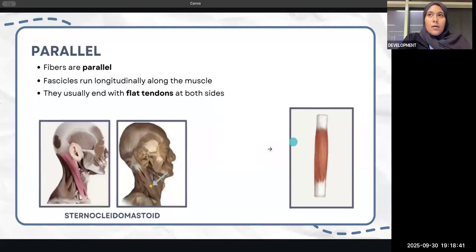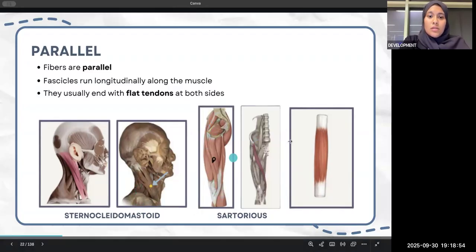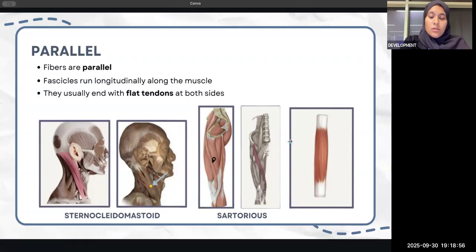A really famous example is sternocleidomastoid, which is a muscle over here in your neck, and sartorius, which runs along your thigh. Sternocleidomastoid, by the way, comes up a lot in exams, so please remember this muscle, its name, and the fibers, like the fact that it's parallel.